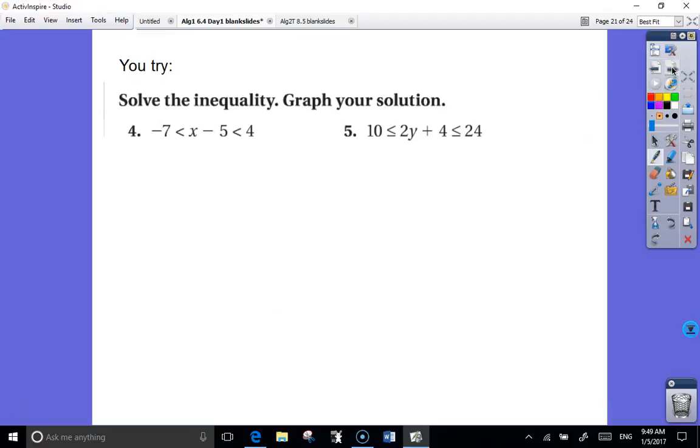Okay, try to solve these 2. In fact, just let's solve 1. Let's do number 5. Let's not do number 4.